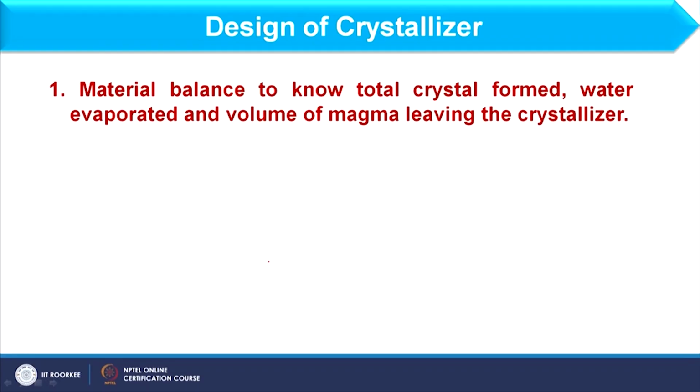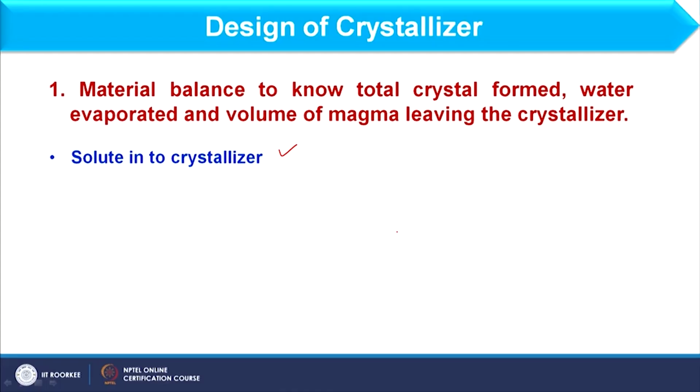As far as the design of crystallizer is concerned, we first consider the material balance, okay, and why is material balance required? To know how much crystals are formed, how much water is evaporated and how much volume of magma as well as mother liquor are leaving the crystallizer, right. So, let us see the steps involved in this. First of all, we should include the solute entering into the crystallizer, right. How we will obtain all these steps, we will consider with the help of an example, but right now let us focus on the steps only.